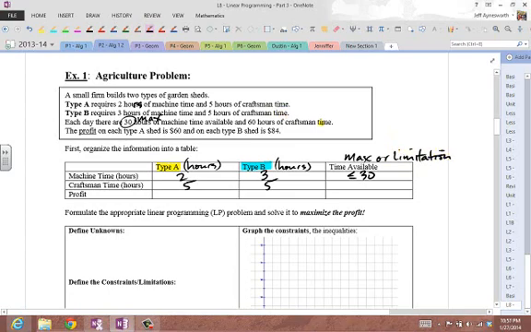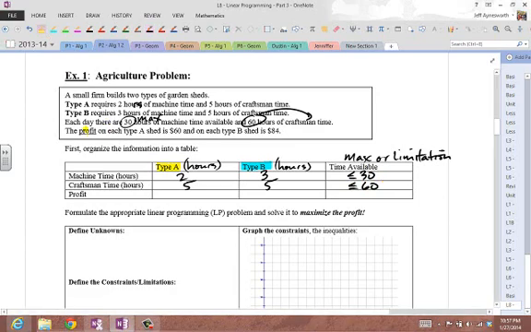Now there's 60 hours of craftsman time. So 60 hours of craftsman time available. And that's a maximum too. So they can use 60 hours or less. You only have a certain time in a week, guys. It's not an infinite amount of time. So there's 60 hours or less available. These are limitations on the problem, which we call constraints.